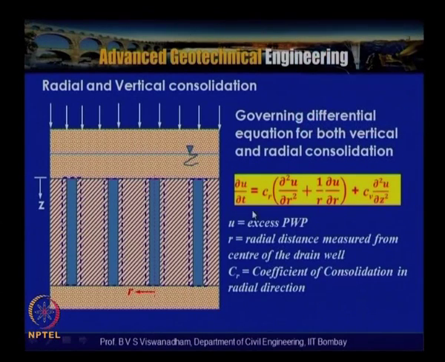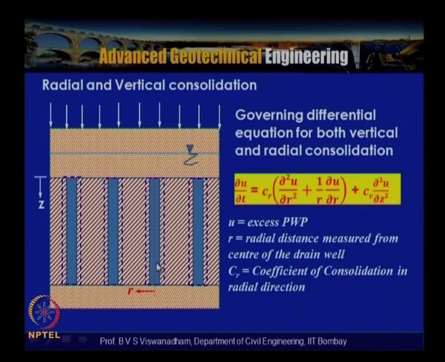Here u is the excess pore water pressure, and r is the radial distance measured from the center of the drain well. This is the drain diameter. If you have a prefabricated vertical drain, it comes with a breadth and a certain thickness, so an equivalent diameter of the well is considered. And Cr is the coefficient of consolidation in the radial direction or horizontal direction.